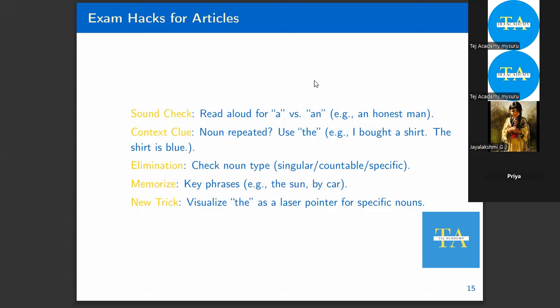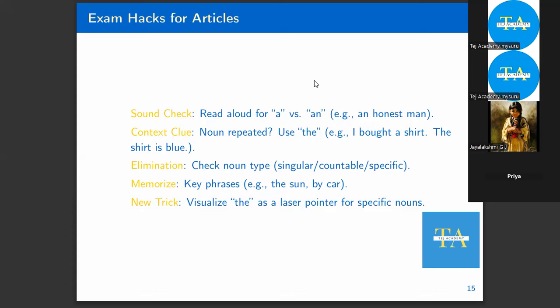And if you go with elimination, check on the noun type: singular, countable, specific. Okay, this is very simple, that we already discussed. And to memorize, you can use key phrases like the sun, the sky. I think there's no necessity of memorizing anything for the articles part. We can generally know which article suits the sentence, so it's not that really tough. What we have to do is to focus on the exceptions, and that will make your work done.